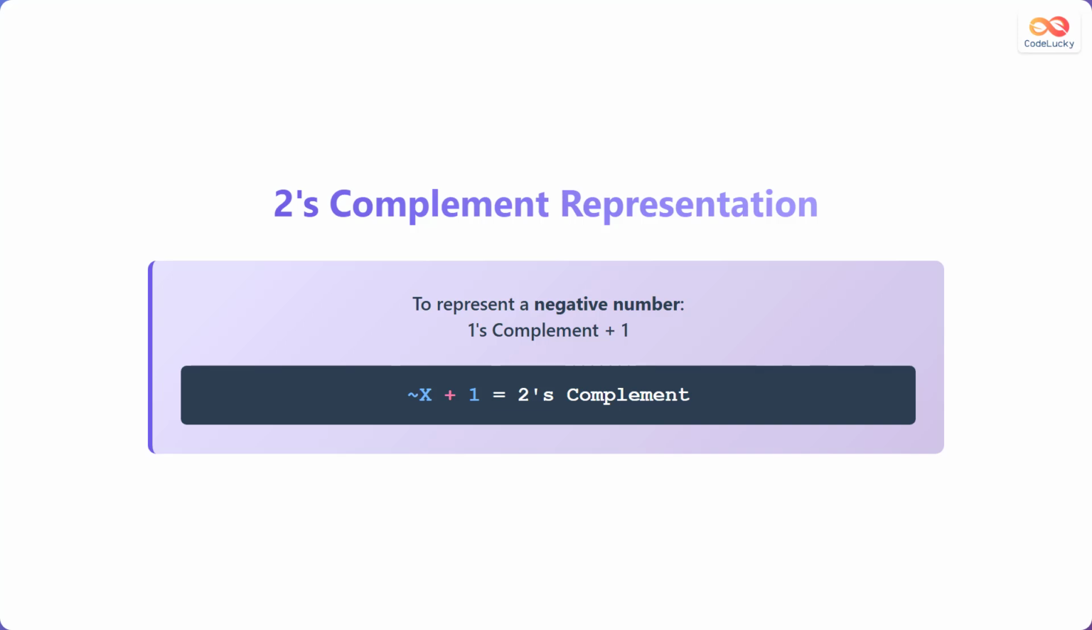Another important method to represent signed numbers is the 2's complement representation. To represent a negative number in 2's complement, you first find the 1's complement of the corresponding positive number, and then add 1 to it. Mathematically, the 2's complement is equal to the bitwise NOT of X plus 1.